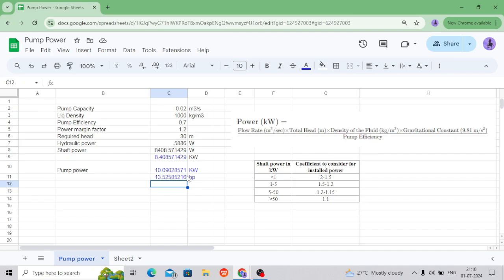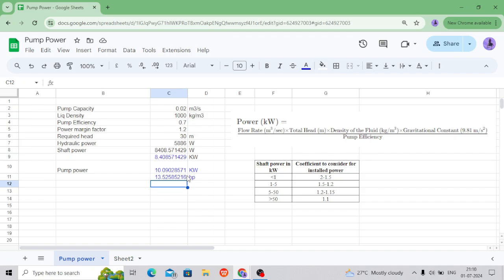So guys, from this calculation it is clear that if you want to transfer water flowing at a flow rate of 0.02 meter cube per second to a 30 meter height, and the pump efficiency is 0.7, which is 70% efficiency, we are going to require a pump of power 13.52 HP. Okay guys, so that was a simple calculation of pump power.